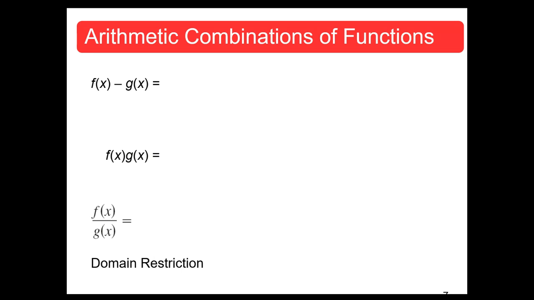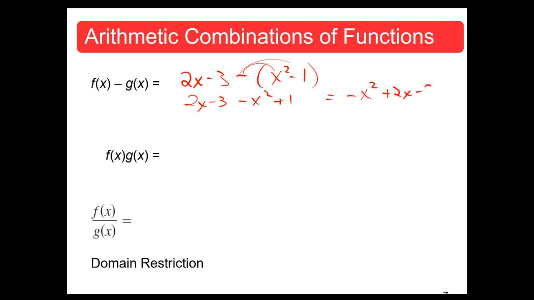If we do f of x minus g, it's the same type of thing where we're going to take 2x minus 3, but this time we're doing minus, and I'm putting this in parentheses because when you take the minus, it means that goes to both of these. We have to distribute that. So it's going to be 2x minus 3 minus x squared plus 1. So our final on this one would be negative x squared plus 2x minus 2 instead of minus 4.